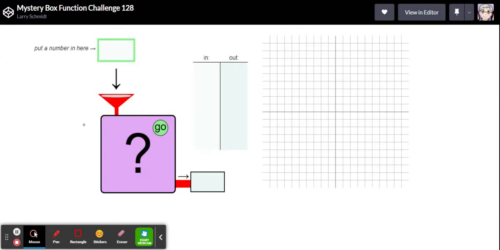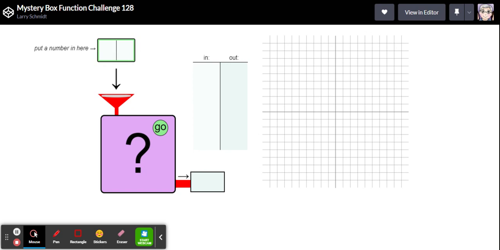Hello everybody and welcome to another Mystery Box Function Challenge. In this purple box there is some mystery math and your challenge is to figure out what that is. You can use the link in the description to try this out, and when you've got an idea, come on back, see if we get the same thing.